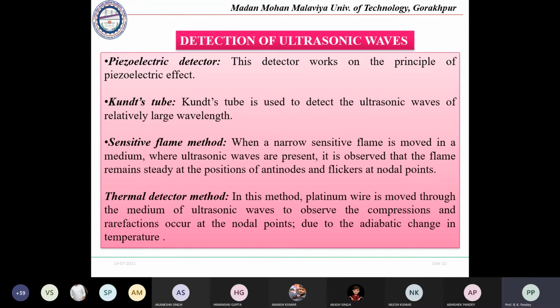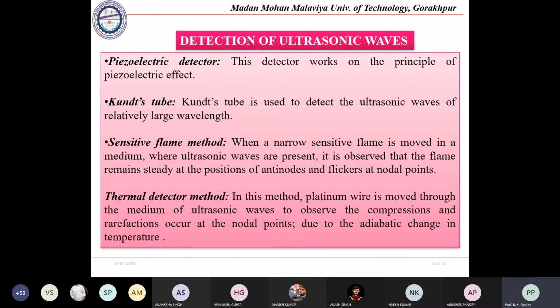Kundt's tube is used to detect the ultrasonic waves of relatively large wavelength. Kundt has designed a particular tube, and in that tube, certain materials have been placed, and when the ultrasonic waves are produced with that, then this heap of the dust becomes accommodated at one place, then after at some place. The distance between these heaps we consider as the wavelength of that ultrasonic wave, and according to that, we detect the presence of ultrasonic waves.